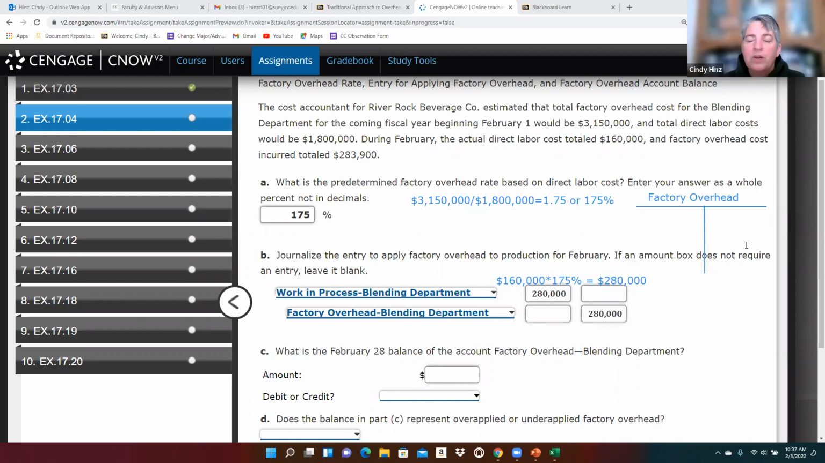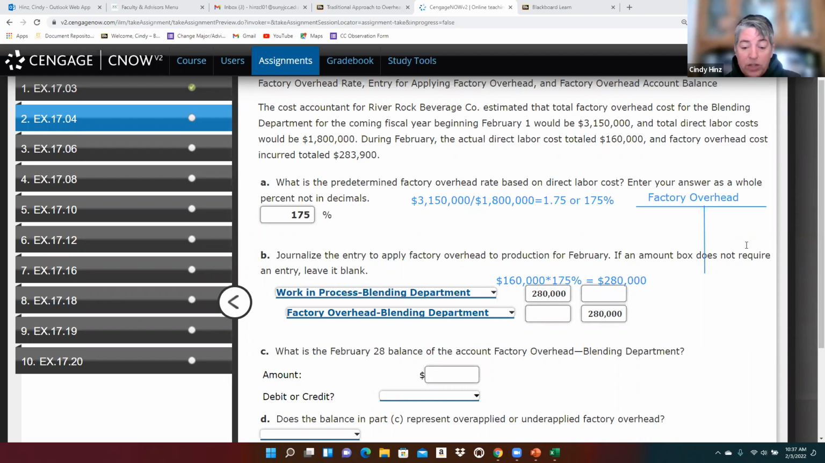So here's our factory overhead cost account. It's not an expense account, it's a cost account. It becomes part of the cost of the product. So we don't see on our income statement, for example, a separate line item that says factory overhead, because it's part of the cost of the product.